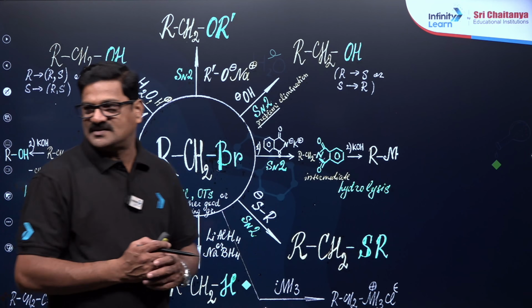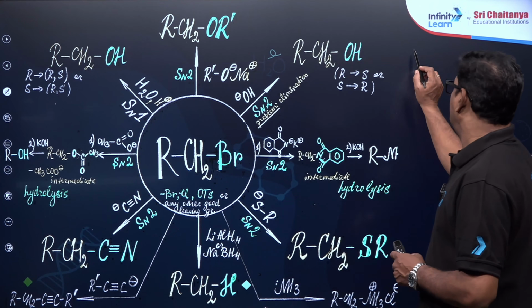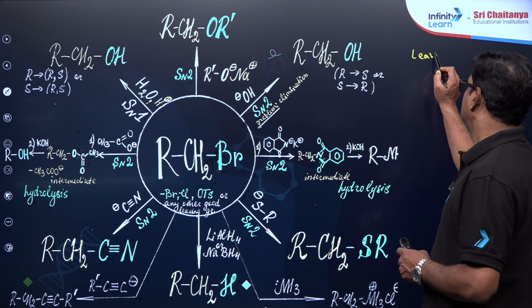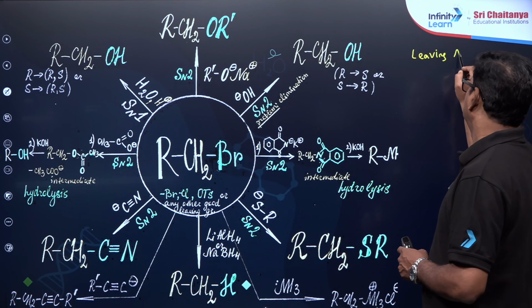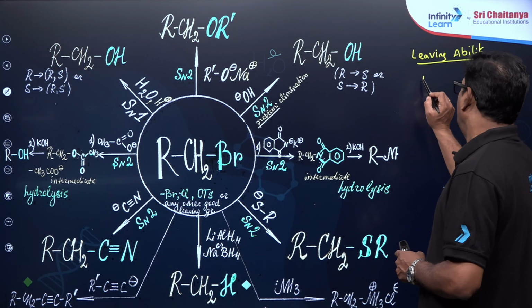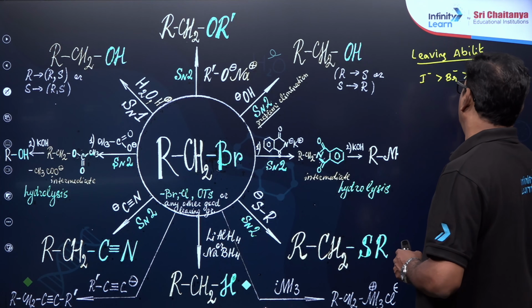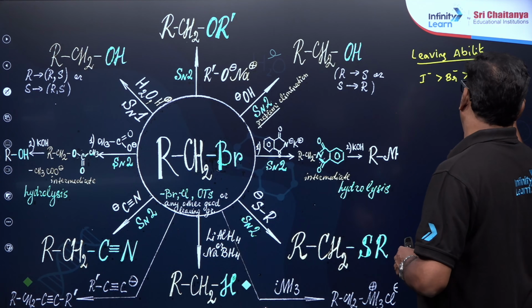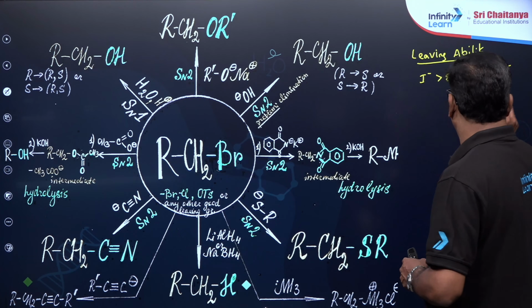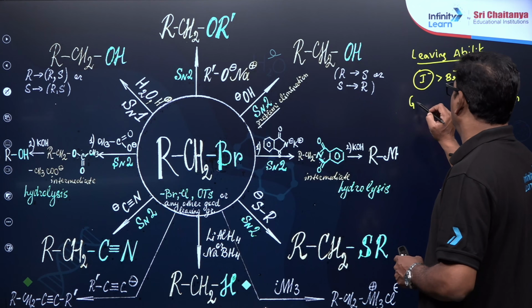Why is Br a good leaving group in these reactions? So, leaving ability. I minus is a good leaving group as compared to Br minus, Br minus is a good leaving group as compared to Cl minus, and F minus is a poor leaving group.